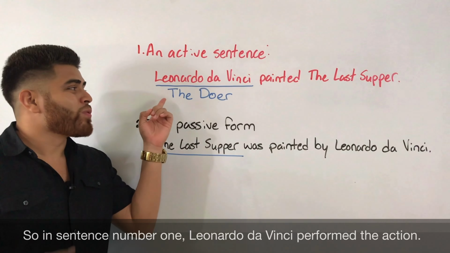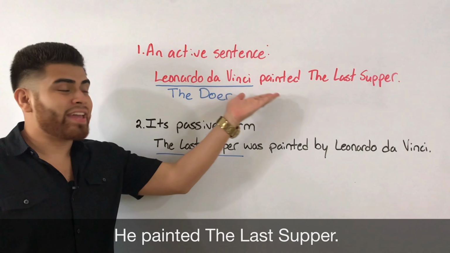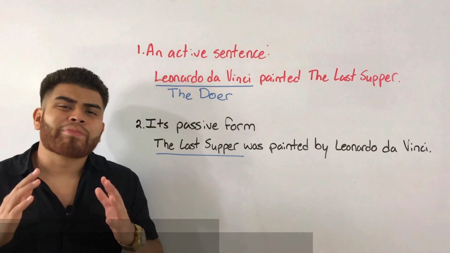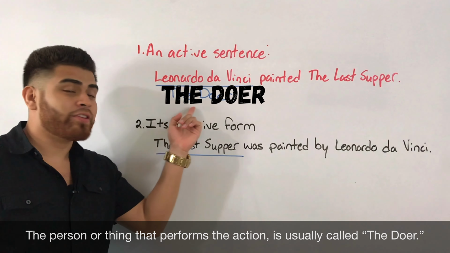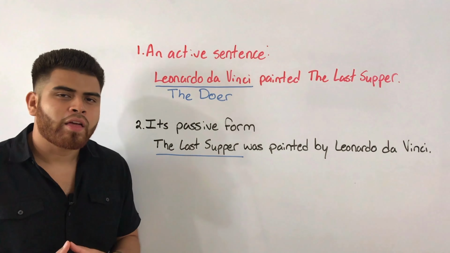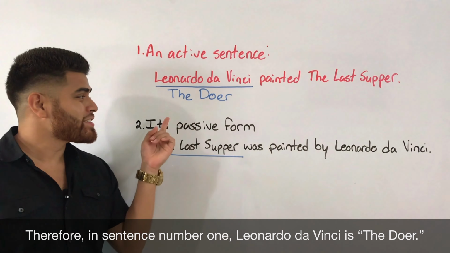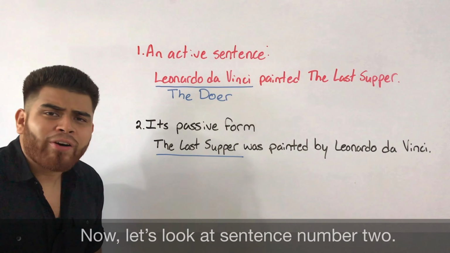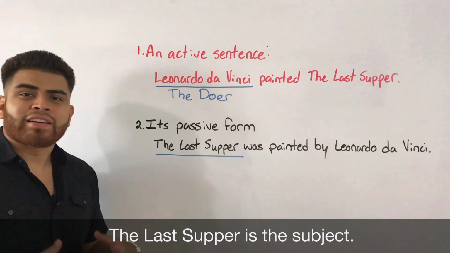So in sentence number 1, Leonardo da Vinci performs the action. He painted the Last Supper. The person or thing that performs the action is usually called the doer because they do the action. Therefore, in sentence number 1, Leonardo da Vinci is the doer. Now, let's look at sentence number 2. The Last Supper is the subject.